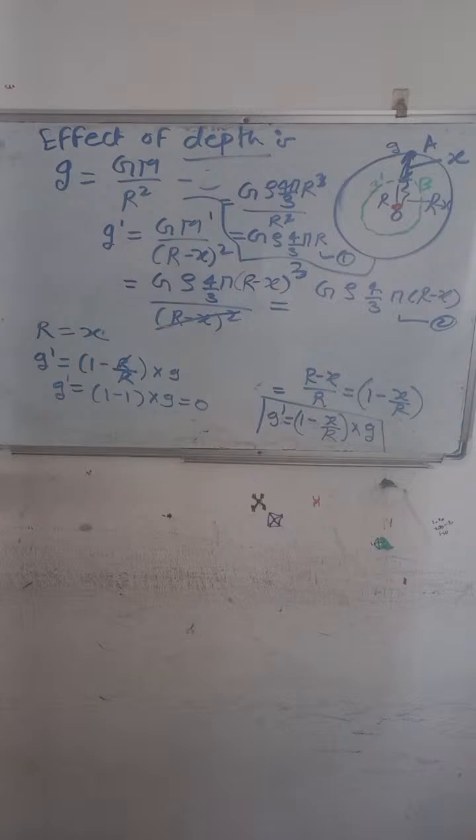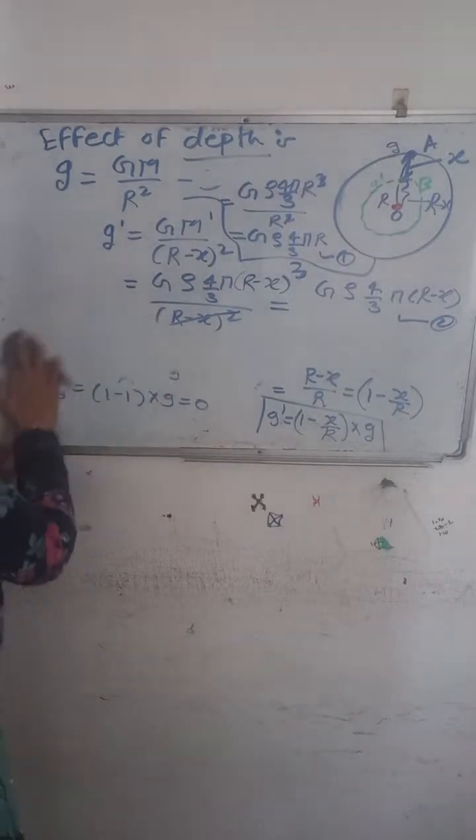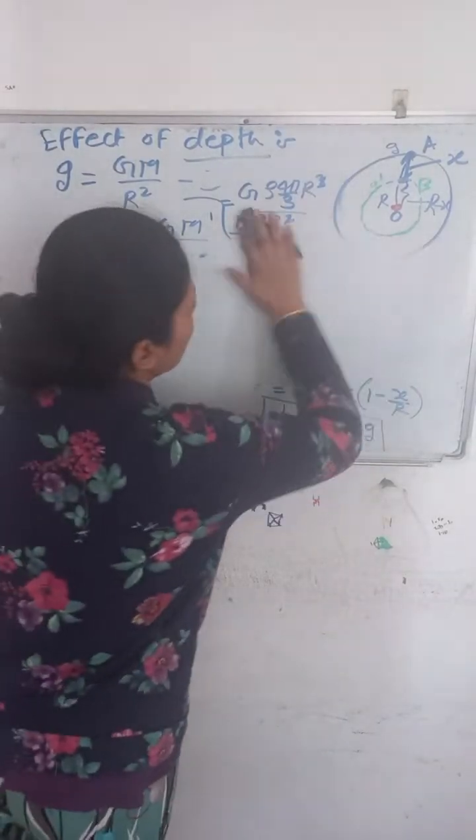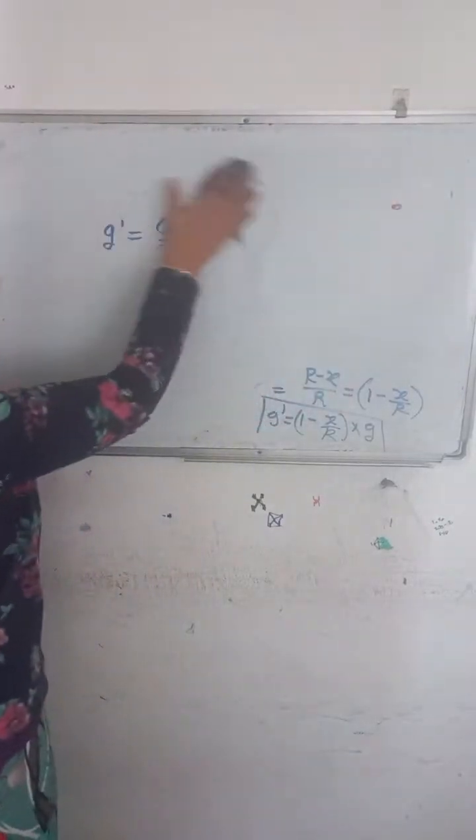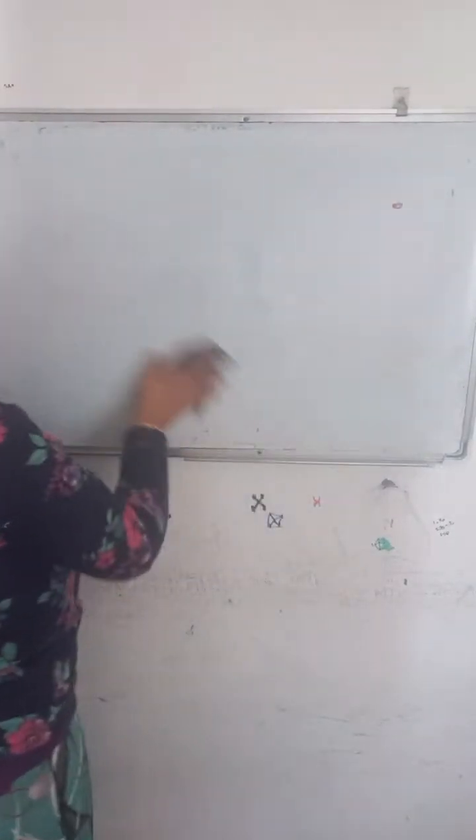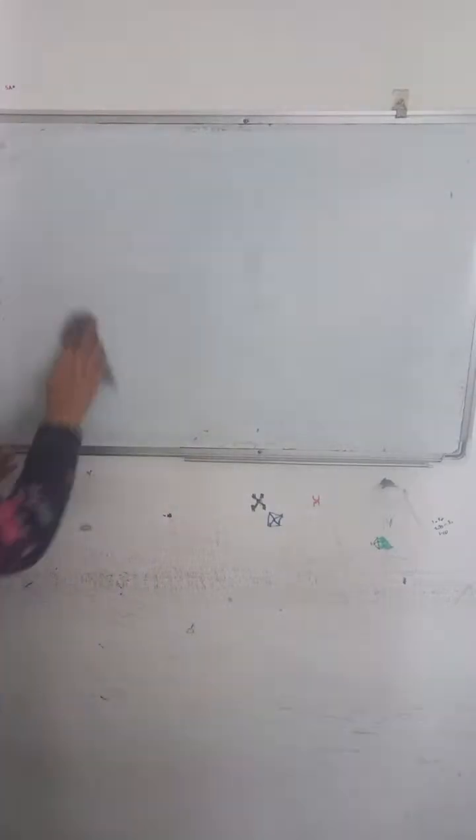So write down one more point: effect of the shape of the earth. Mostly they will ask this question in MCQ. We know the equatorial point and the pole. What about the masses or the radius? That kind of question we are getting. So, the effect of the shape of the earth.